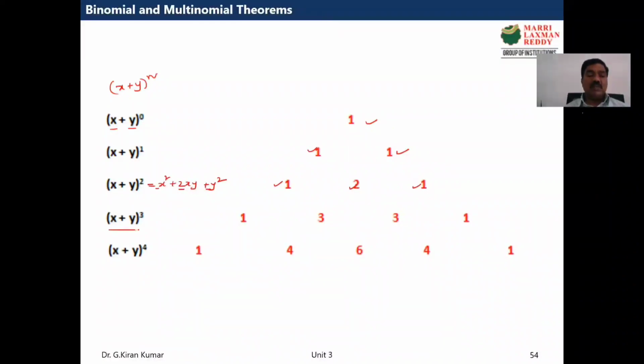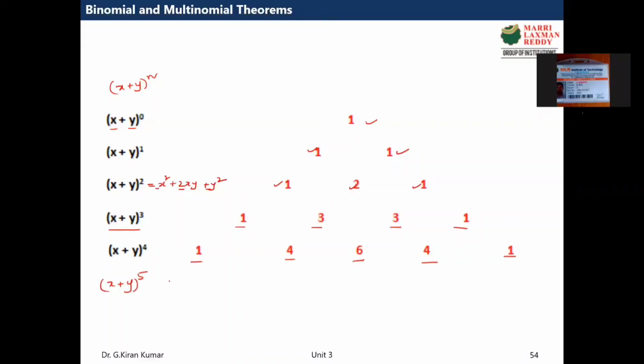Similarly, for (x plus y) whole cube, the coefficients are 1, 3, 3, 1. And for (x plus y) whole power 4, the coefficients are 1, 4, 6, 4, 1. Can anyone quickly tell me what the coefficients of (x plus y) whole power 5 are? 1, 5, 10, 10, 5, 1.